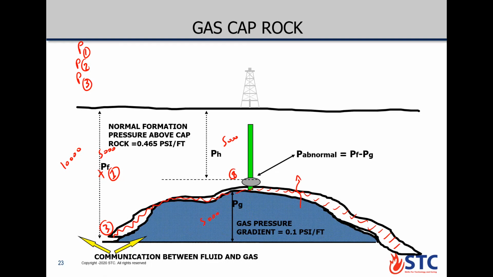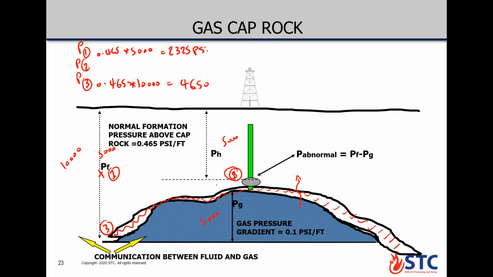At point number 3, it will be normal formation pressure. So it will be the gradient 0.465 times TVD 10,000, so it will be 4,650 psi. If we need to calculate for point number 1, it will be the same thing, 0.465 times 5,000, so it will be 2,325 psi.